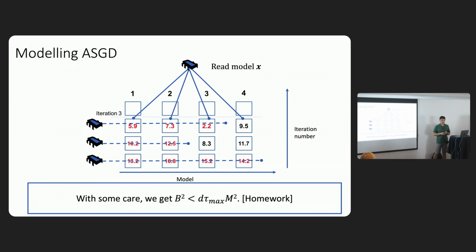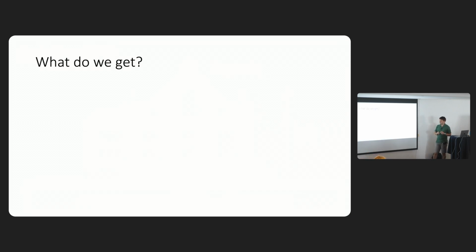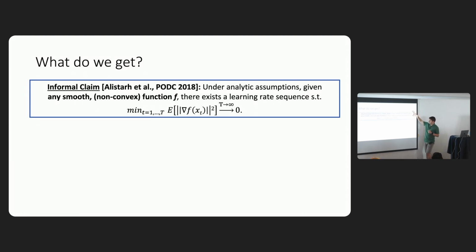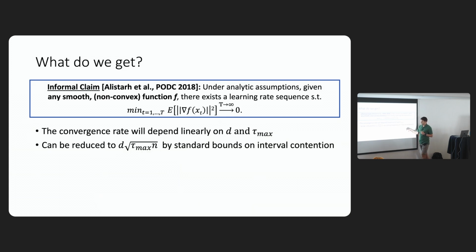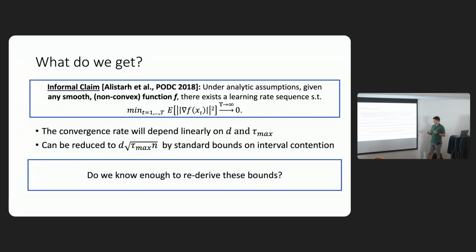All right. Good. So what we get is that, under a lot of analytic assumptions, you can again get a similar type of guarantee. The convergence will depend linearly on d and tau max. You can actually reduce this by some tricks to something like d times square root of tau max n, just by using standard bounds on interval contention. This is a simple trick. With the stuff that I've given you so far, I'll share some lecture notes where you can go over this and rederive the bounds yourself, in case you want.